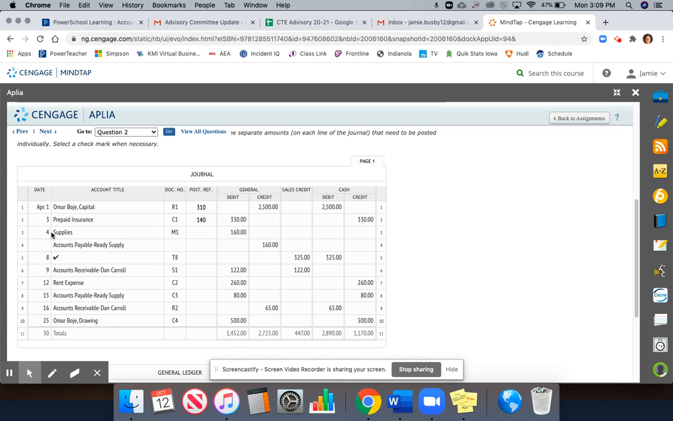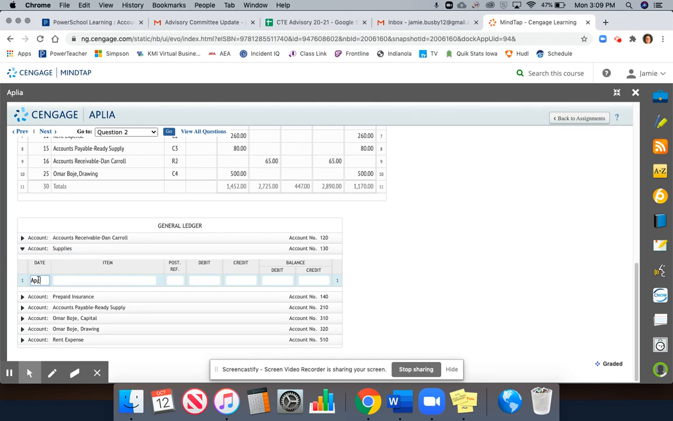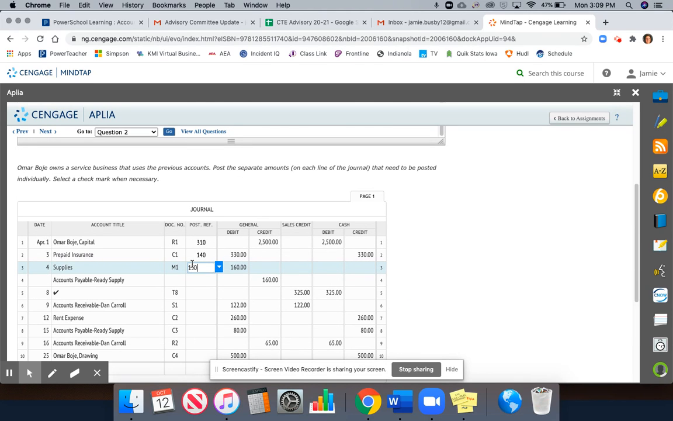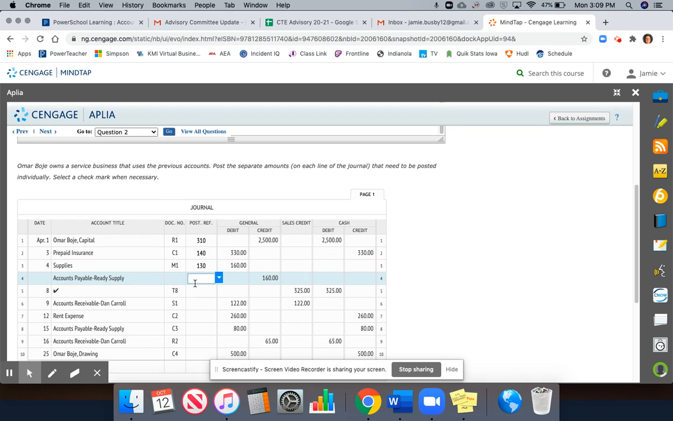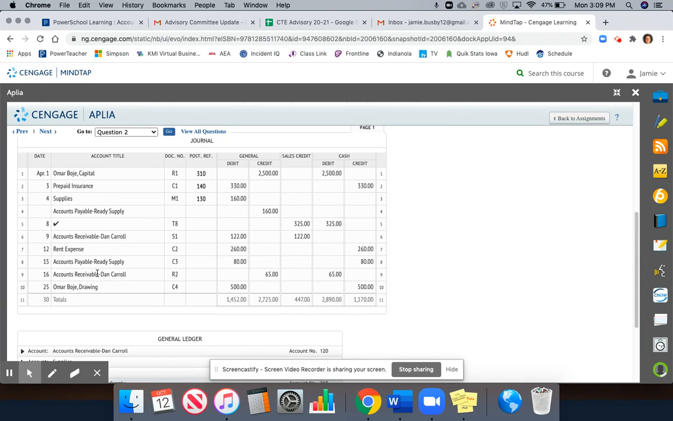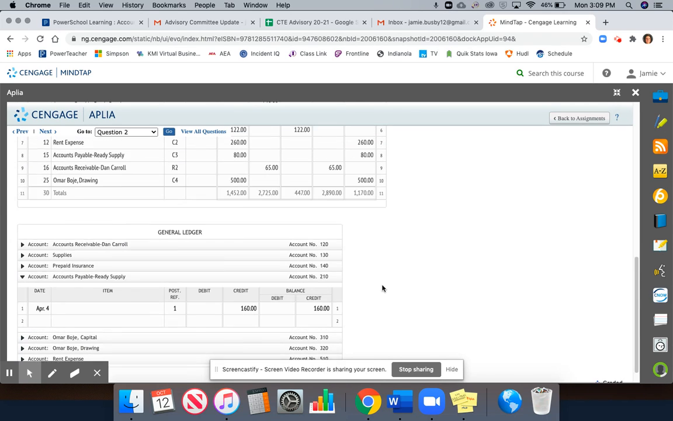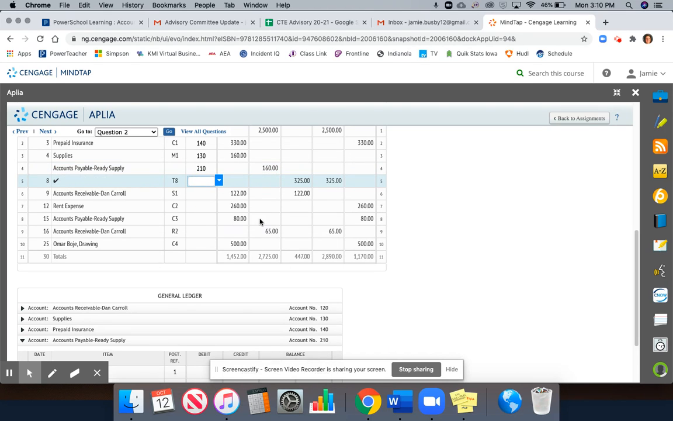Then move down to the next. So supplies. On the 4th, a debit of $160. So come down in here, April 4th, page 1, a debit of $160. So our balance is $160, account number 130. Moving to the next line, accounts payable, credit of $160. So accounts payable, Ready Supply, April 4th, page 1, credit of $160. So our balance is $160 credit. Credit here, it's a credit in our balance. Account number 210, back up in our journal.